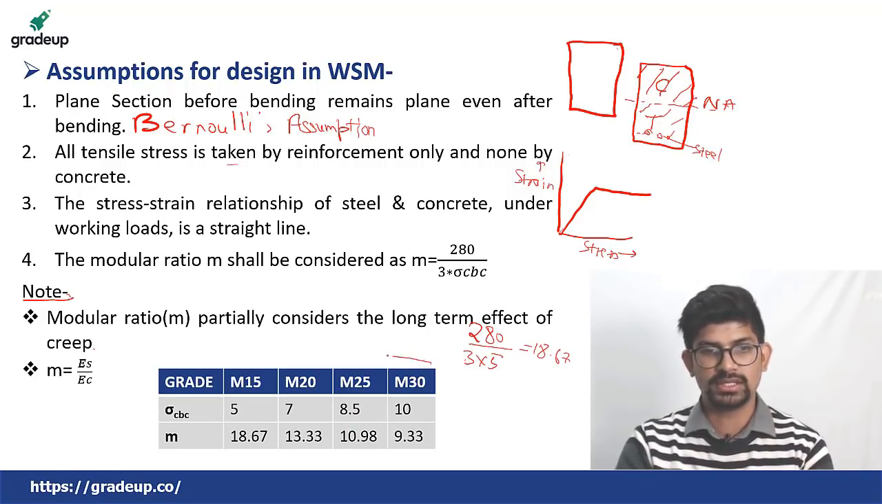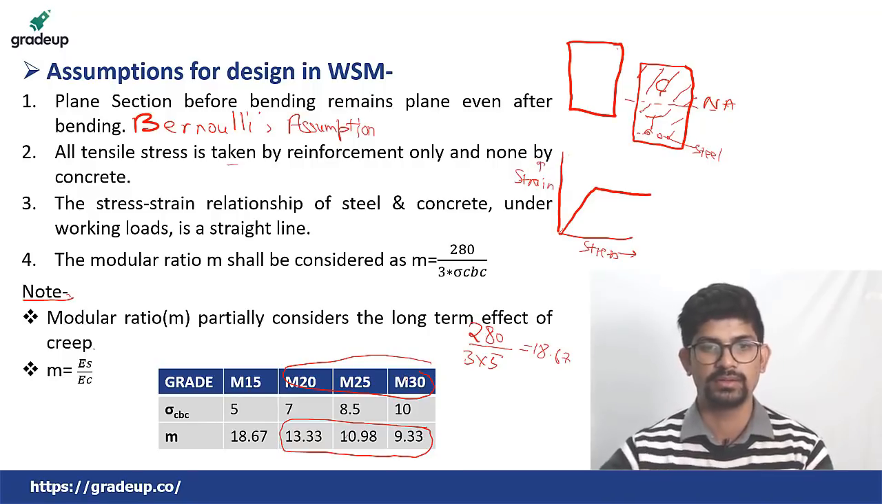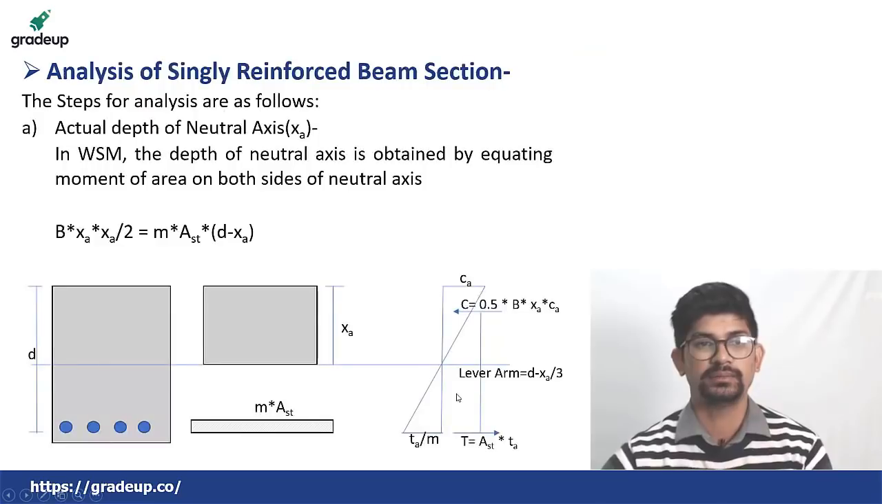Now, these three are the most prevalently used grades of concrete. So I suggest you remember these three values of the modular ratio, which will come very handy in solving the questions of working stress method, be it for analysis or for design. Okay, so moving to the next slide here.